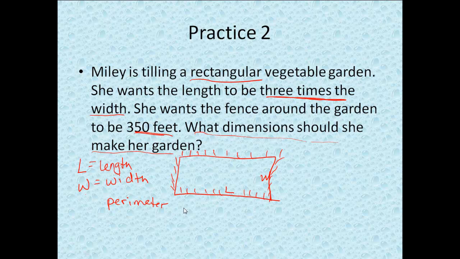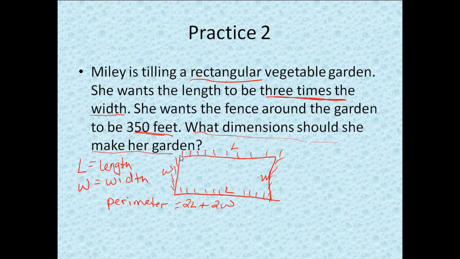So now I want to think about perimeters of rectangles. How do I find the perimeter of a rectangle? Well, I would add all the sides together. So I would have L plus W plus L plus W. Instead of writing both of the L's, I'm going to put 2L, and instead of writing the W twice, I'm going to put 2W. So I know my perimeter is 2L plus 2W. This is a common formula.